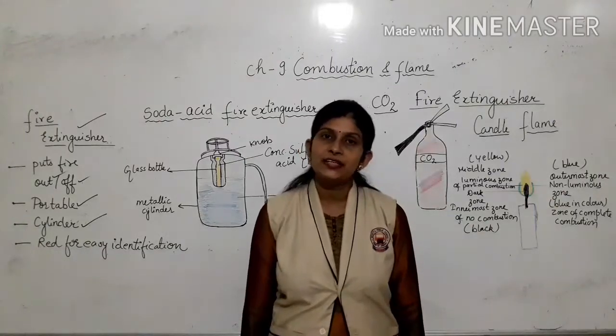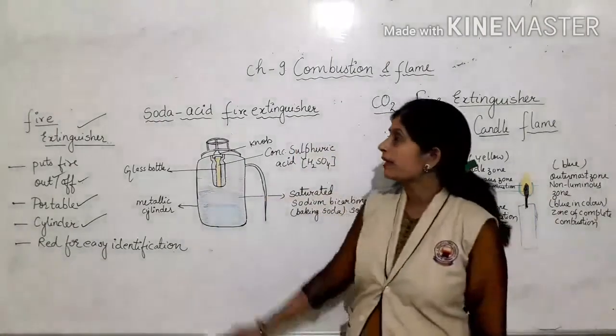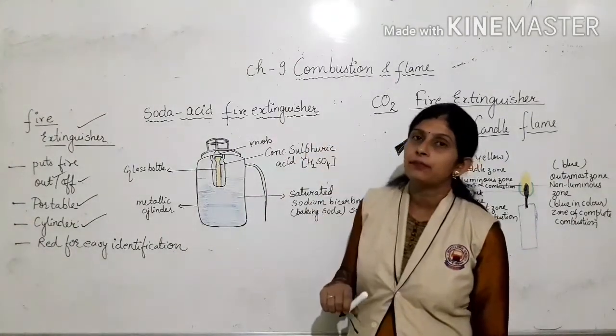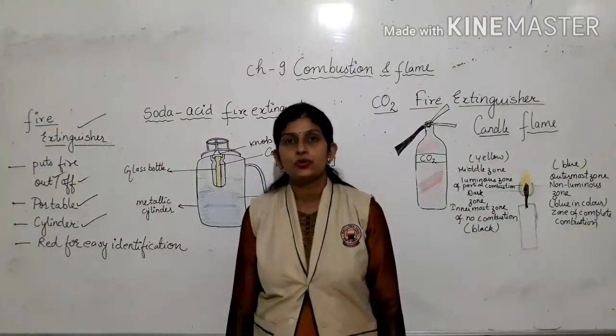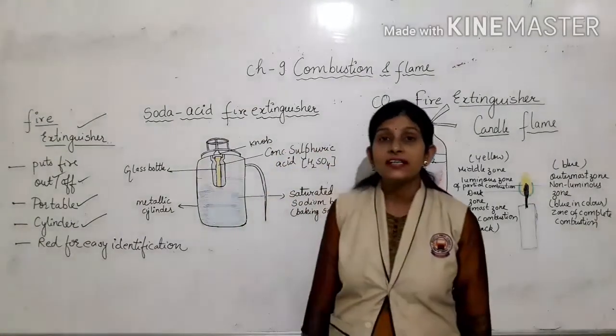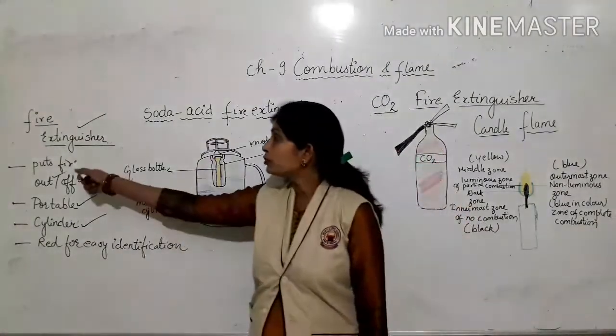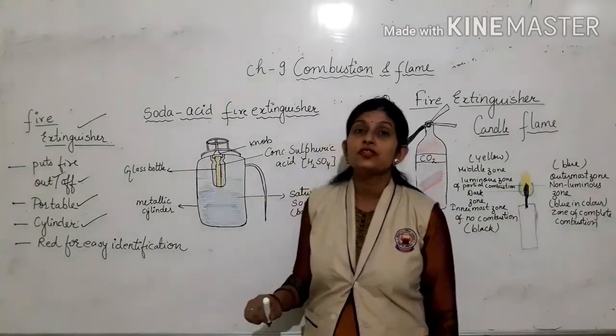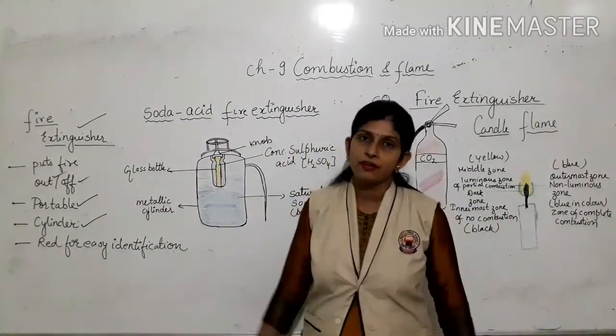Good morning, students. Today we will discuss the topic fire extinguisher from chapter 9, Combustion and Flame. Now what is a fire extinguisher? It is a device which is used to put fire out or off. Means it is a device which is used to extinguish the fire.